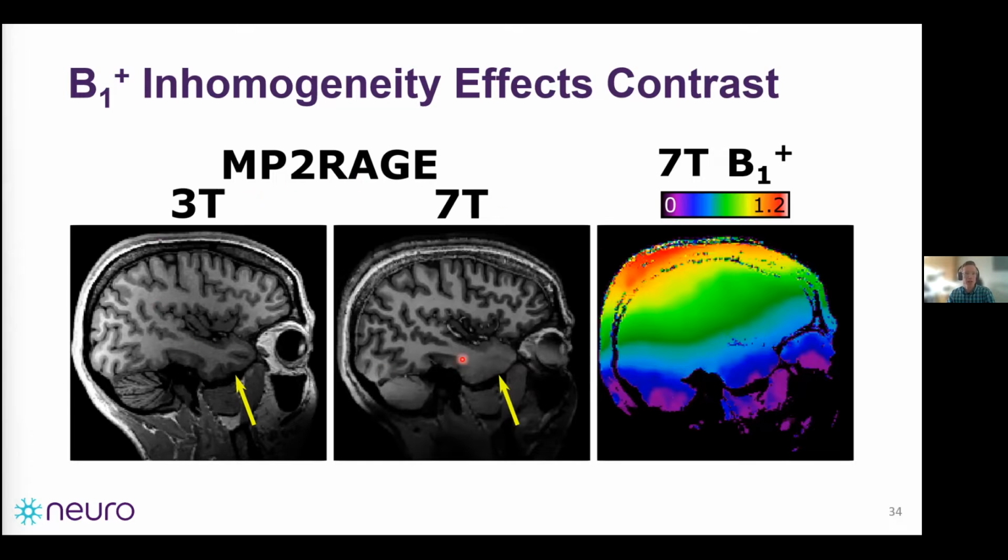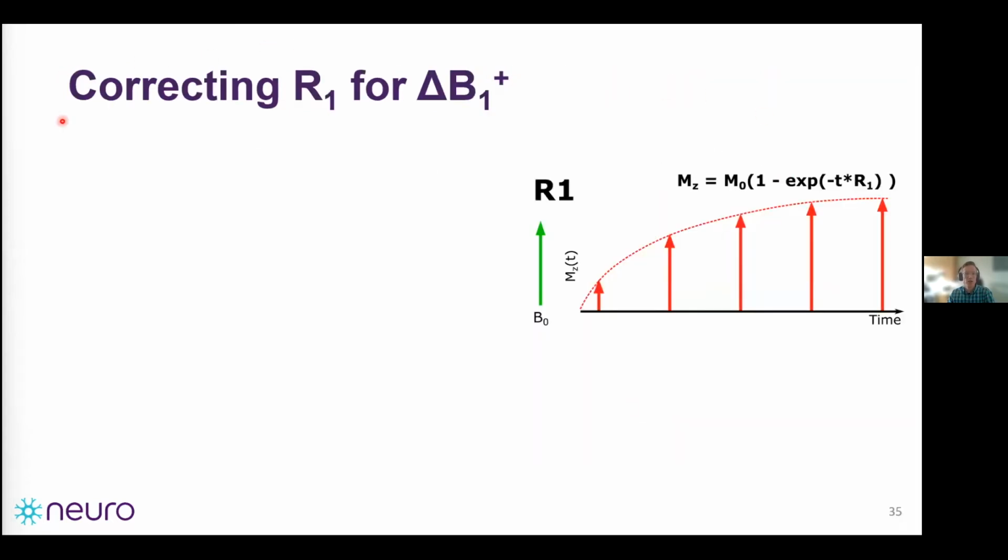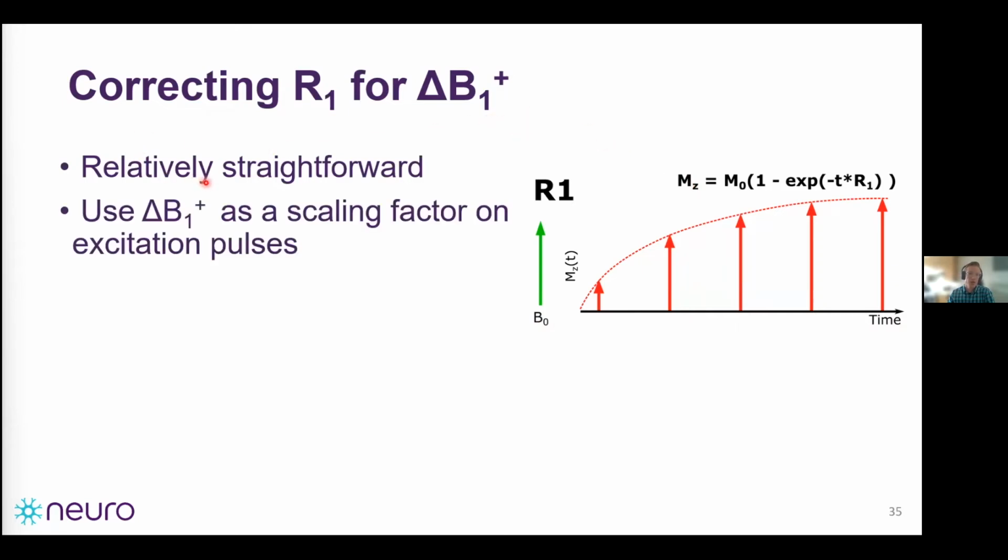So I've made a case for why this B1 correction is important, whether you're doing quantitative imaging or even if you're doing standard anatomical imaging. You're not going to be able to segment this image because there's no way to tell the difference. For me, I'm interested in quantitative imaging, so we're looking at correcting our quantitative maps for this B1 inhomogeneity. Going back, we know that R1, the longitudinal relaxation rate, is quantified by this equation. To correct for B1 plus, it's relatively straightforward. You can use your B1 plus map that you acquire additionally as a scaling factor on your excitation pulses.